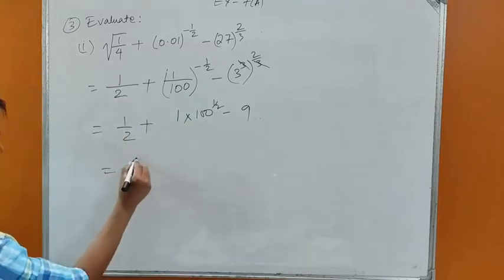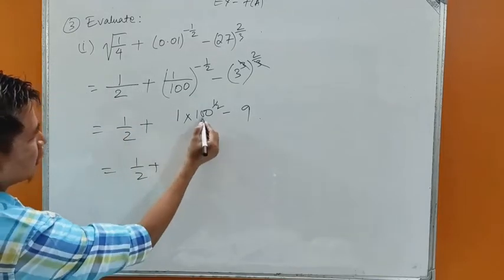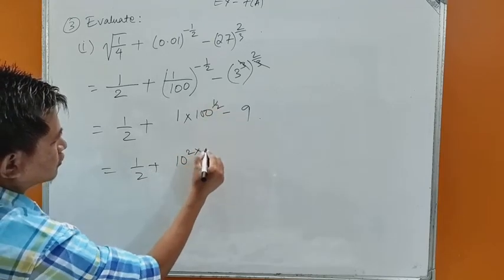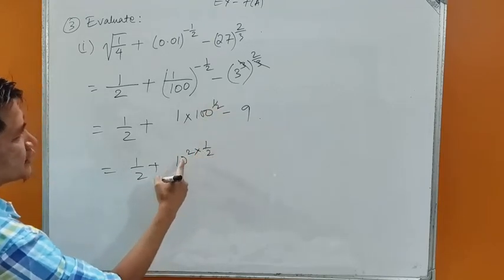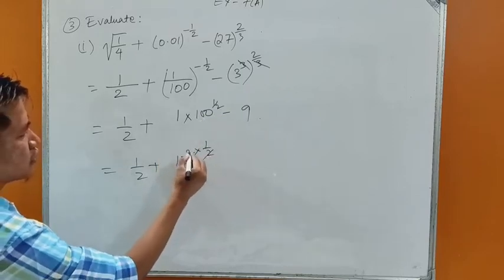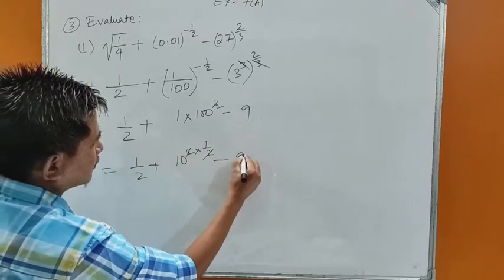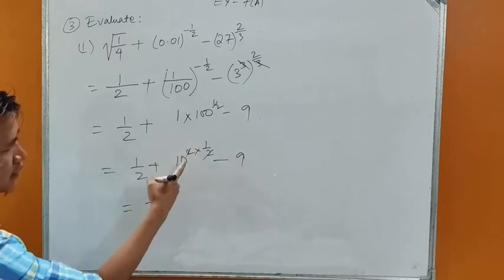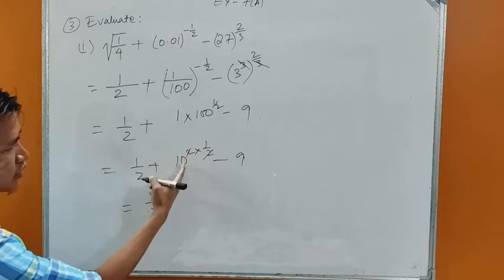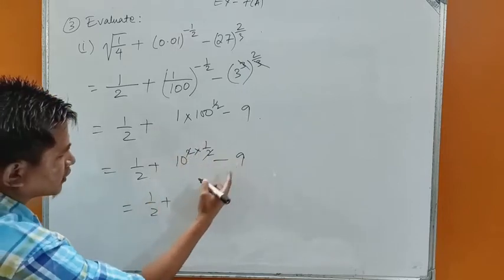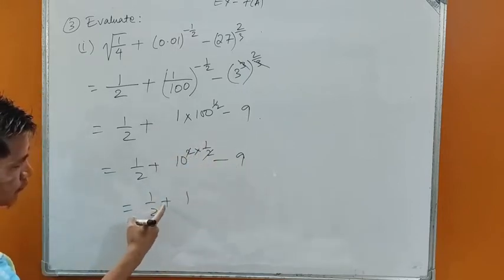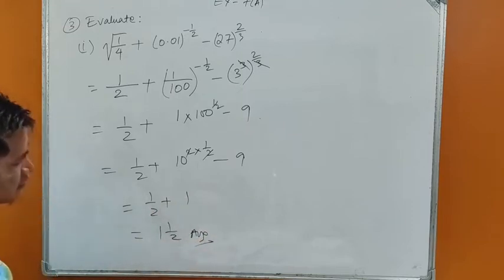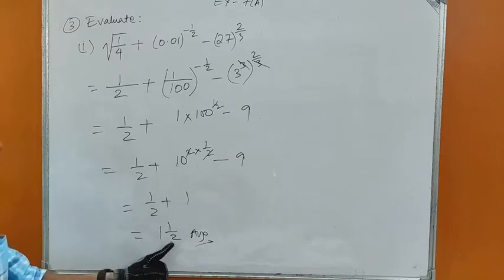So this is half plus 100, which means 10 square, isn't it? Into 1 by 2. 10 tens are 100. 100 means 10 square. This 2 and 2 cancel. Minus 9. So 1 by 2 plus 10 to the power 1. 10 to the power 1 means 10. 10 minus 9 is 1. So half plus 1 is 1 and a half. This is the answer.